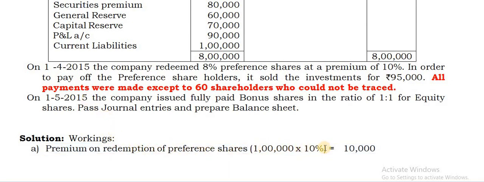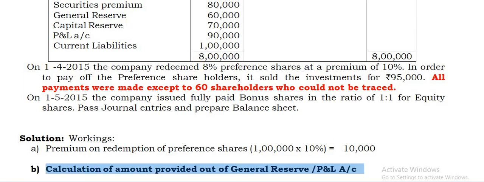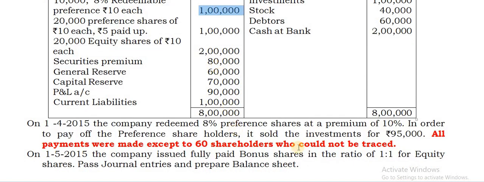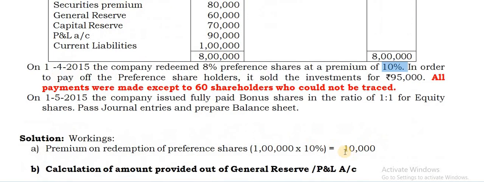Premium on redemption of preference shares, 1 lakh into 10%, that gives you 10,000. Then you can go for calculation of the amount provided out of the general reserve or profit and loss account. So this is the total preference shares payable, 1 lakh redeemable preference shares. On that the premium is payable at 10%. So that 10% you are calculating here gives you 10,000. Now this 10,000 will be provided out of the securities premium. Sufficient amount is there here, 80,000 is there. So from 80,000 you can pay 10,000, right? You can deduct from there.